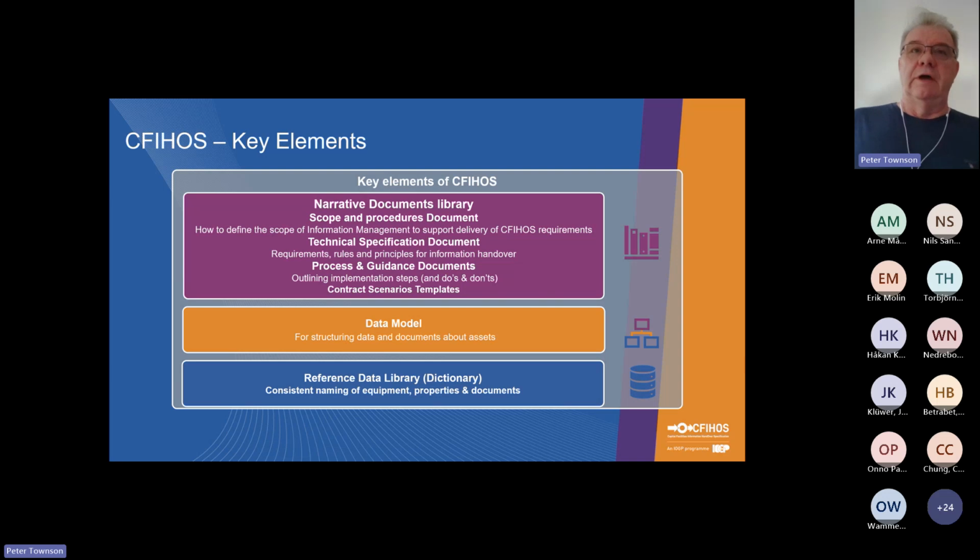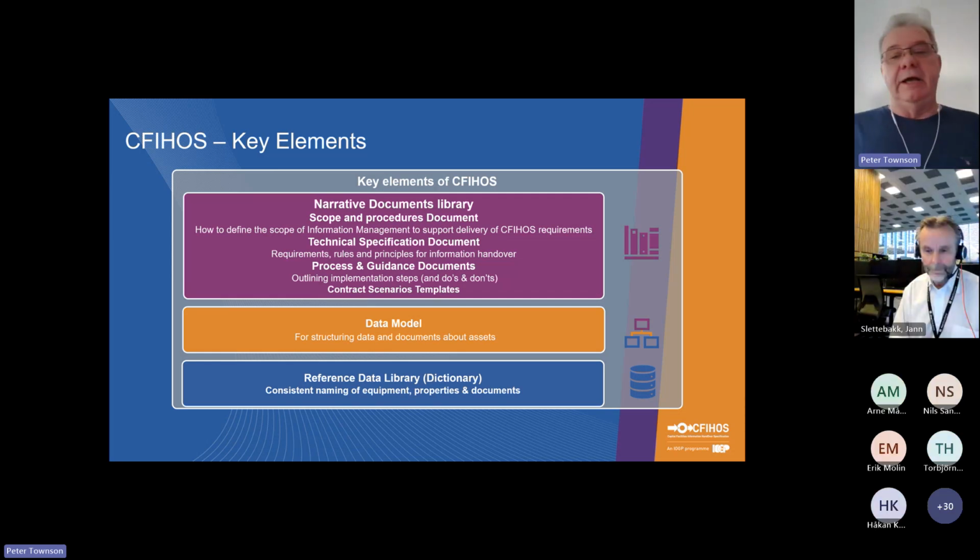So that's the narrative document library and the documents that we've got in there. Then we've got two other key deliverables, and they are what we call the data model and also the reference data library. The data model itself is quite an extensive model. As I say, it covers the full life cycle of a facility, or a plant, or a site.